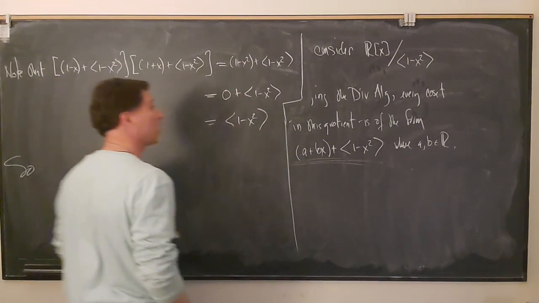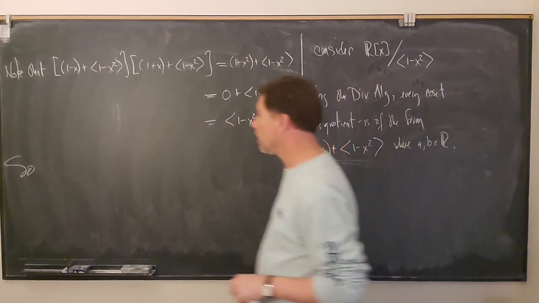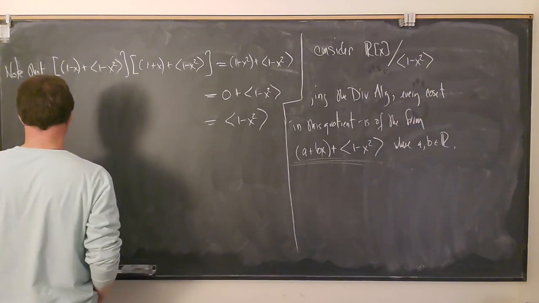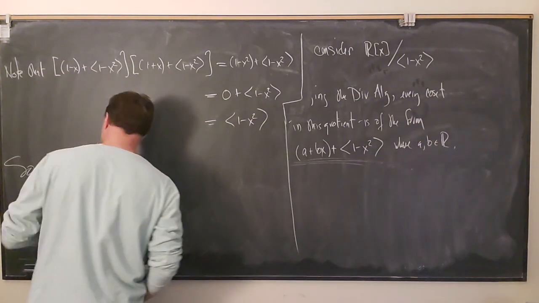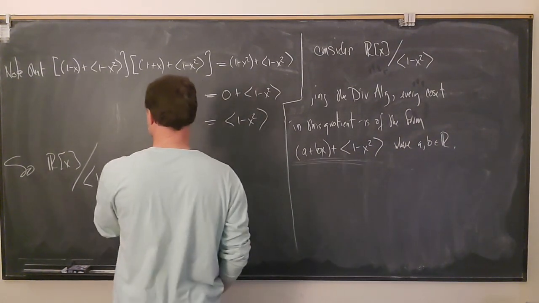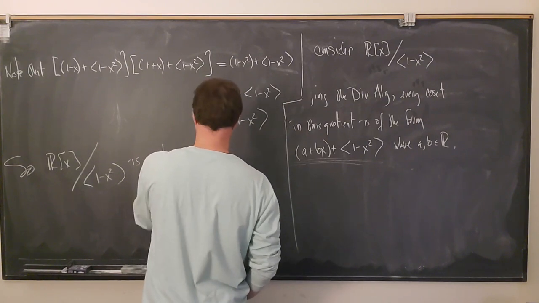So what does that tell us then? In this quotient, we didn't get a field, in fact, we didn't get an integral domain. So R[x] mod the ideal generated by 1 minus x squared is not an integral domain.